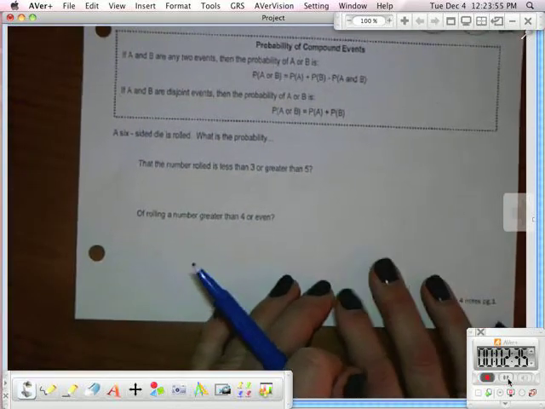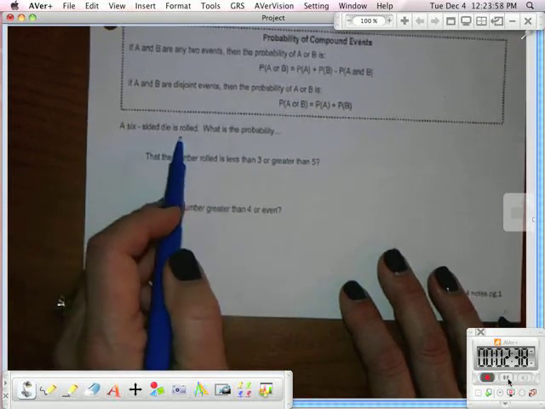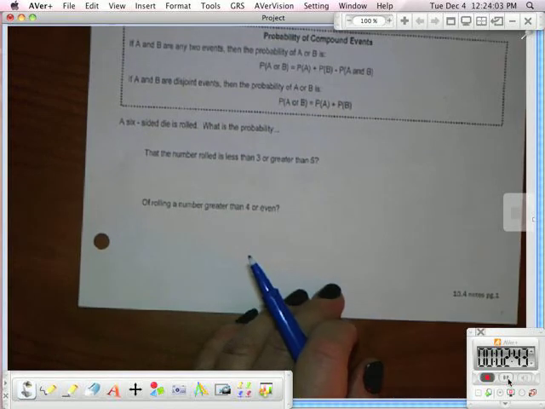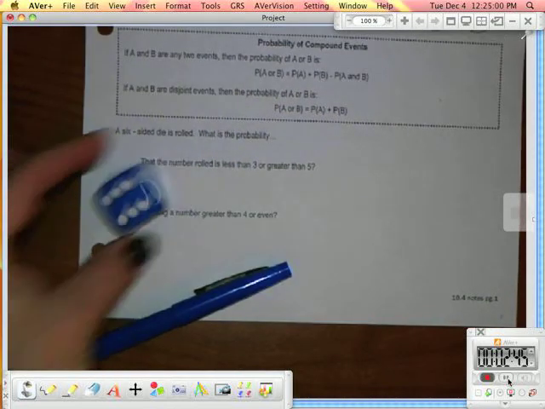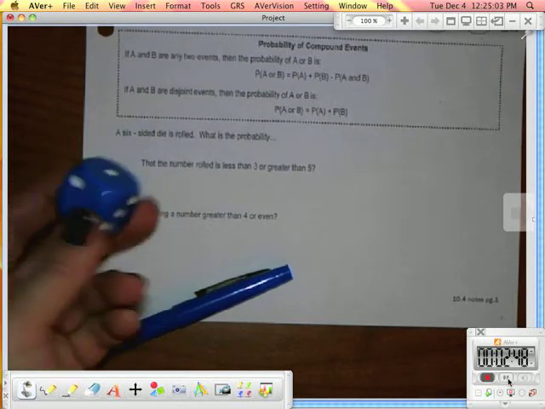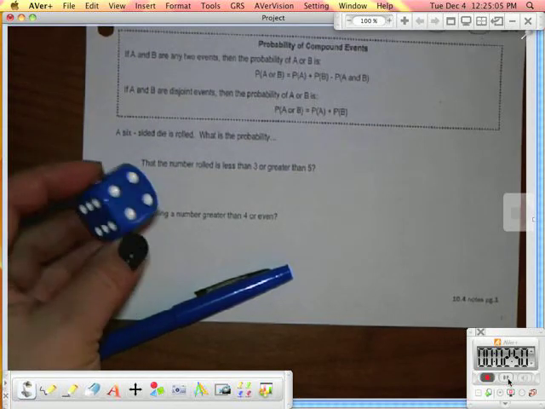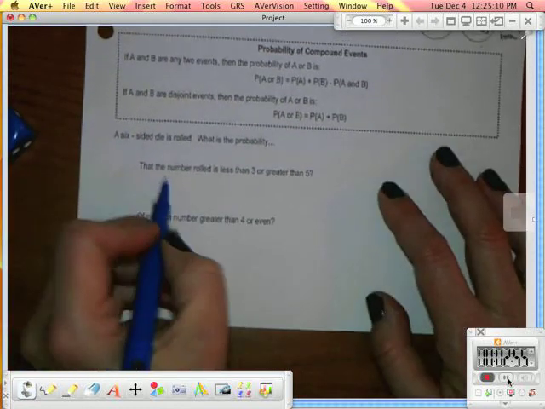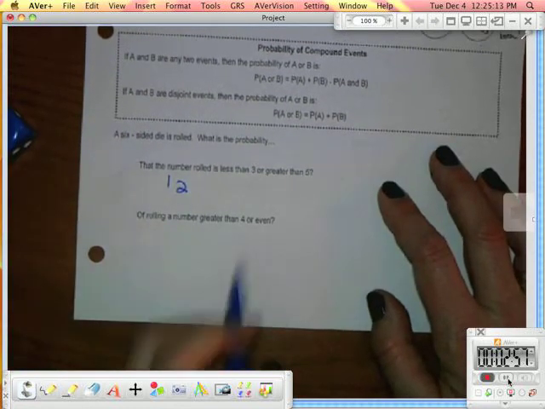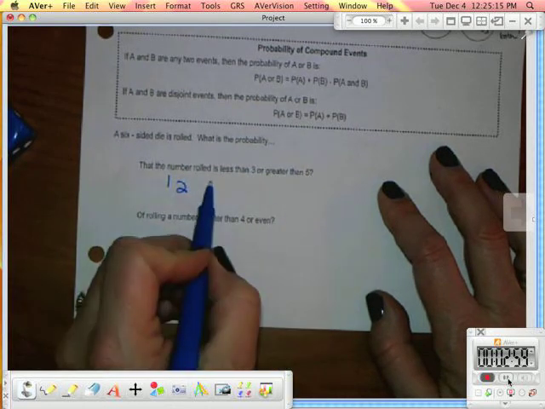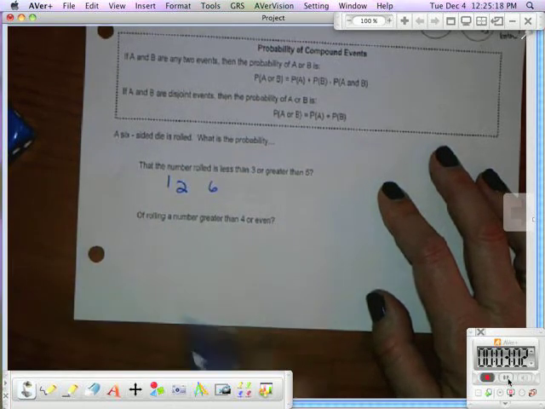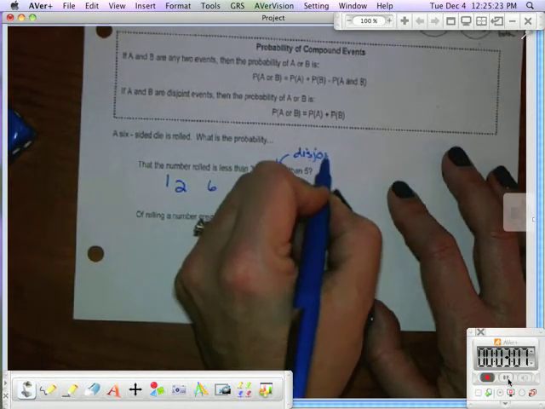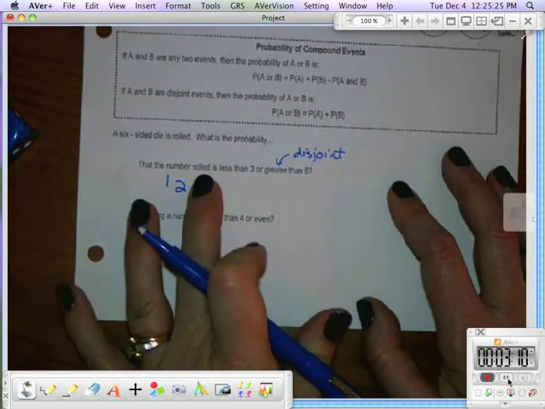Let's practice this a little bit. It says a 6-sided die is rolled. What is the probability that the number rolled is less than 3 or greater than 5? Well, the only chance of less than 3 is with a 1 and a 2. Or greater than 5, the only way that would happen is 6. So it's a disjoint event because there's no overlapping numbers here. There isn't a number that meets both this condition and that condition.